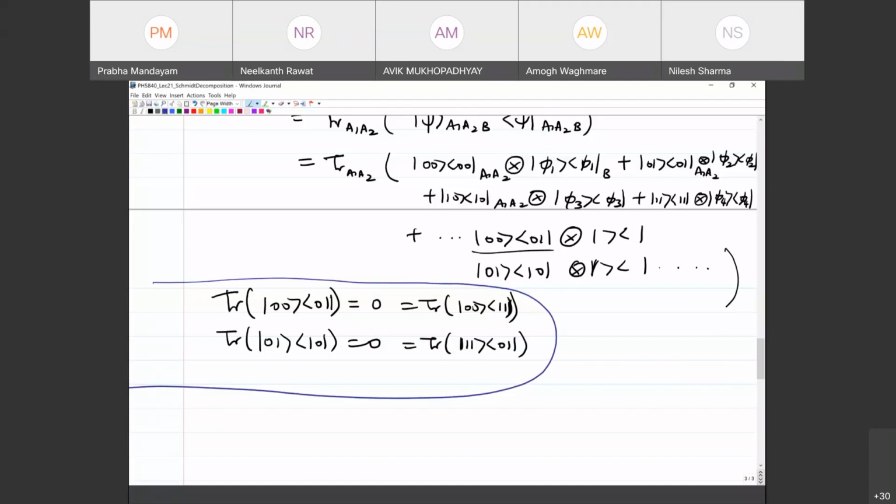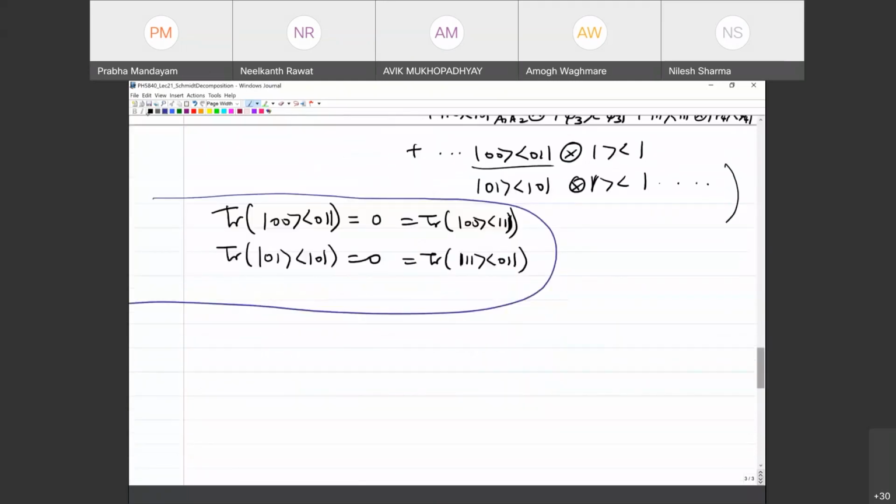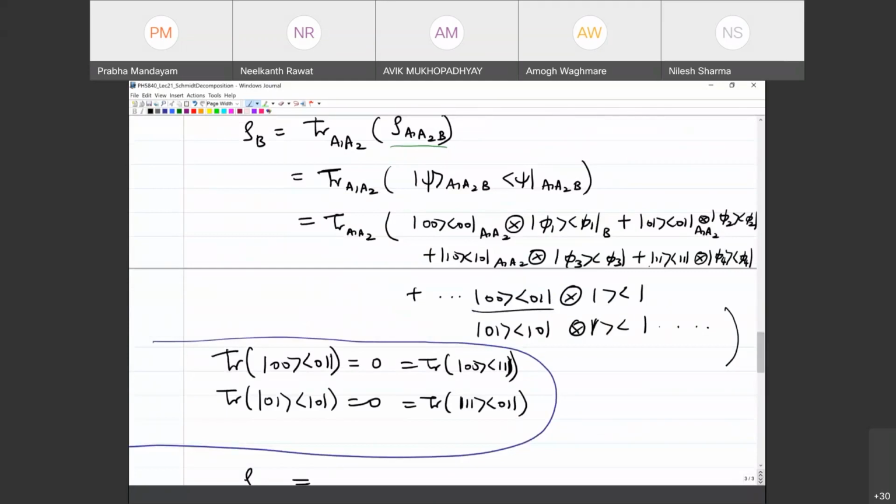Because the set of states I have in A's lab are a set of orthogonal states, |00⟩, |01⟩, |10⟩, |11⟩. When I take all possible outer products, only 4 of those outer products will have a trace. The other 4 have trace 0. So I hope this idea is clear. So then what is the reduced state in B? So I have only 4 states which are going to contribute. For all of them, the trace on A1, A2 is simply 1, right? Because they just project us onto |00⟩, |01⟩, |10⟩, |11⟩.